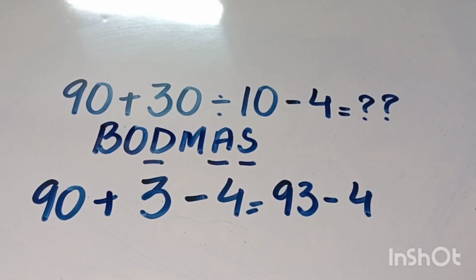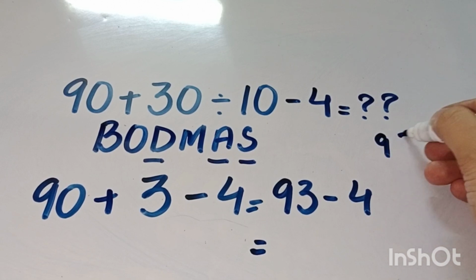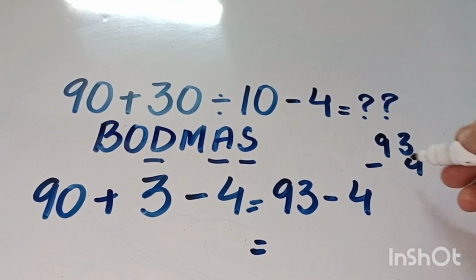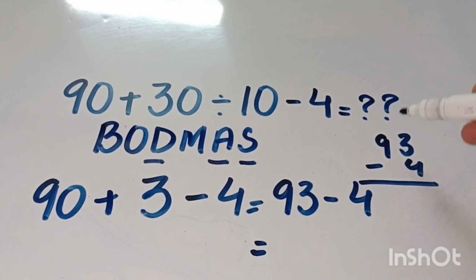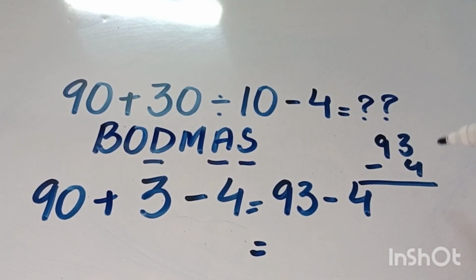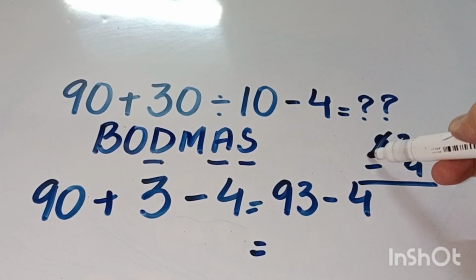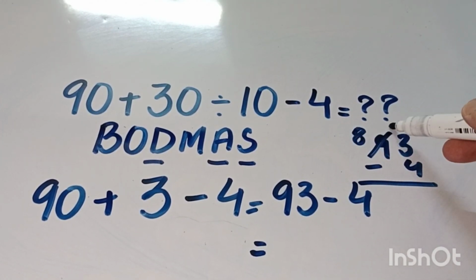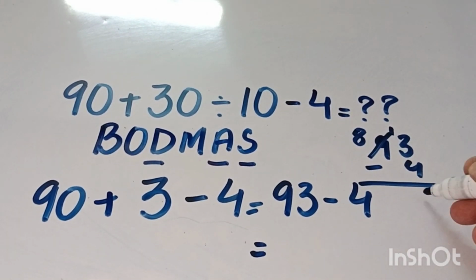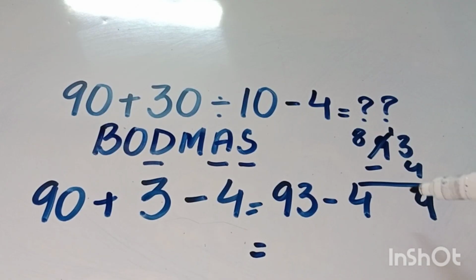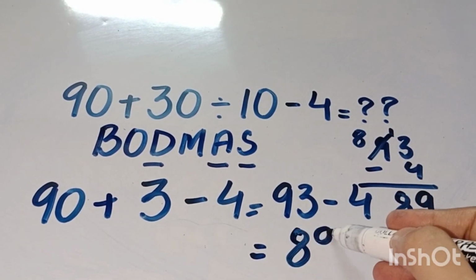So what would be the answer of 93 minus 4? I am doing subtraction in front of you. Those students who can't subtract these two numbers mentally, I am doing subtraction for them. Here I can't subtract 4 from 3, so I have to take a carry from the next number, which is 9. So it will become 8. Now it will become 13. So what would be the answer? 13 minus 4 equals 9. And this is remaining 8. 93 minus 4 equals 89.